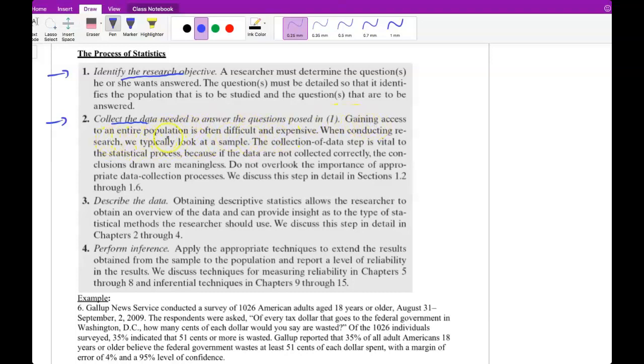Gaining access to an entire population is often difficult and expensive. So we're not going to have access to the entire population. Instead, we may choose to have a sample. And then step 3, describe the data. So obtaining a descriptive statistic allows the researcher to obtain an overview of the data or information that they collected here in step 2.